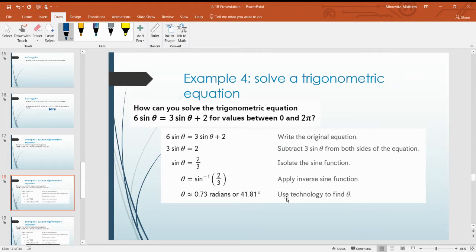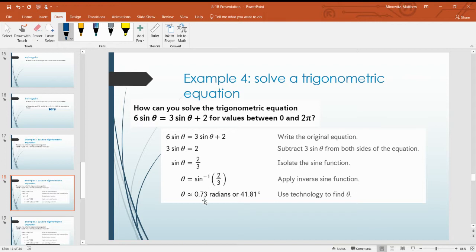Okay, I like how the book says use technology. Use your calculator, practice with your calculator. And since it says between 0 and 2 pi, I'm guessing it wants radians. If it says between 0 and 360, I'm in degree mode. 0 and 2 pi tells me go into radian mode. So I'm not going to even pay attention to this 41.81 degrees.